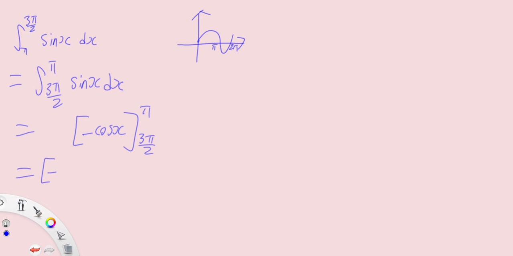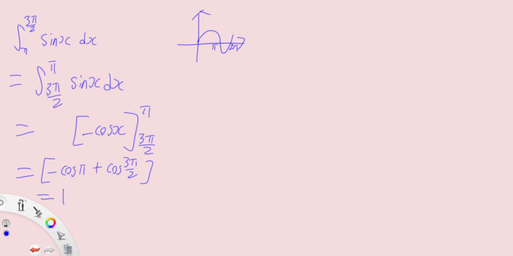Next, I'll just minus cosine pi. So minus becomes plus, so do be careful with this. Cosine 3 pi over 2. So minus cosine pi is basically minus 1, so I get positive 1. Cosine 3 pi over 2 is basically 0. So the area is simply 1. So there's nothing much to it. This is just basically the basics of your integration to find the area.